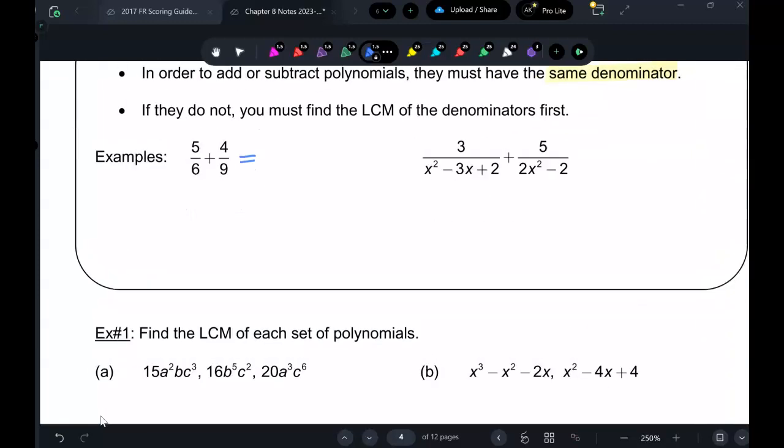So if I want to make this over 18 and over 18, what do I have to multiply 5/6 by? 3. So I'm going to multiply by 3. Yes. So that'll make this 15. And what are we going to multiply the 4/9, the top and bottom? Times 2. Okay. So what do we get? What's 15 and 8? 23. 23, Michael Jordan, over 18.